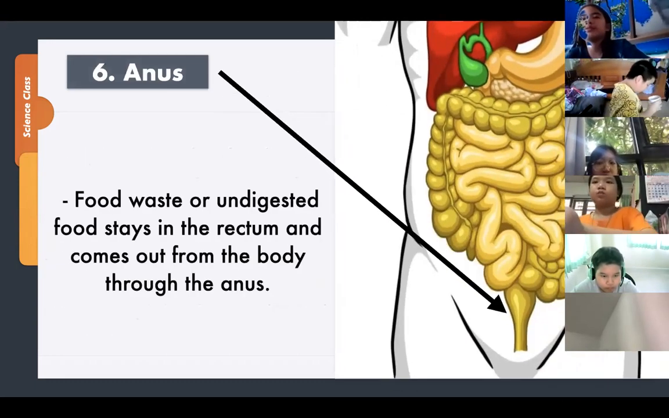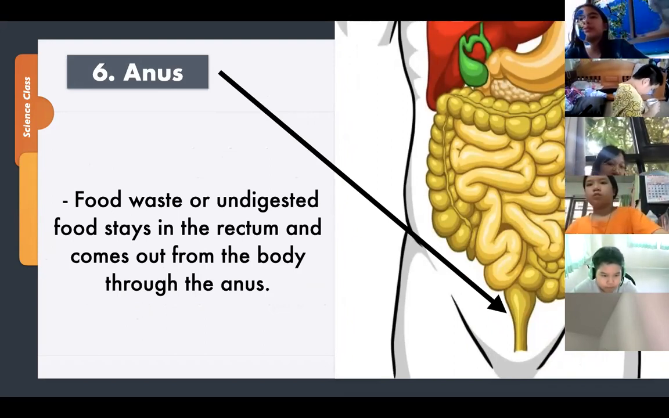Last one, the anus. Start, read, please. Start.